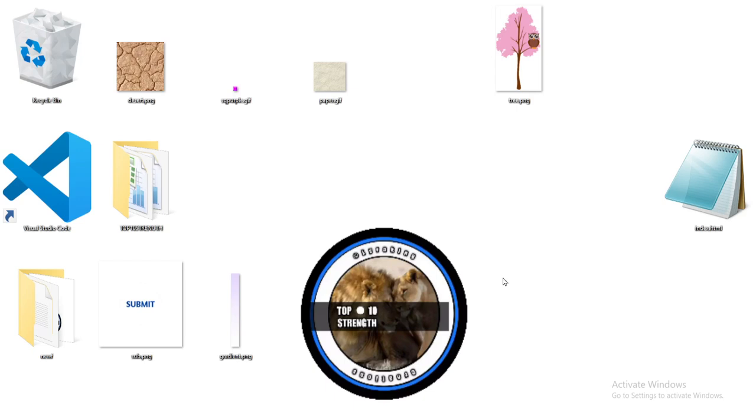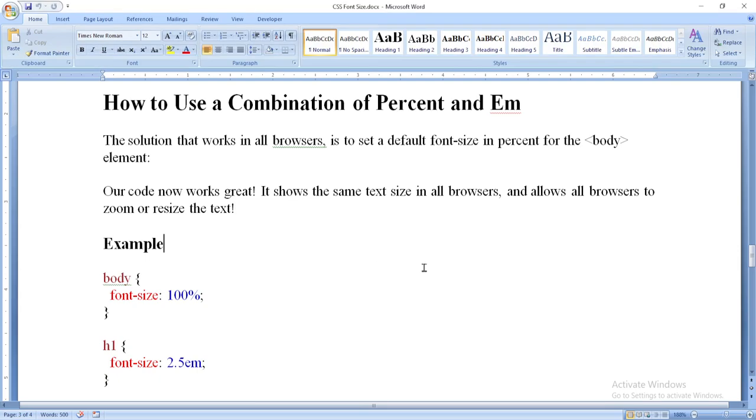Welcome back everyone. Quickly, let's continue our discussion on CSS fonts, and right now we'll be discussing how to use a combination of percent and em together and form something nice. The solution that works in all browsers is to set a default font size in percent for the body element, which is the parent element.